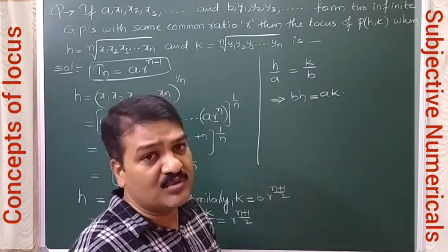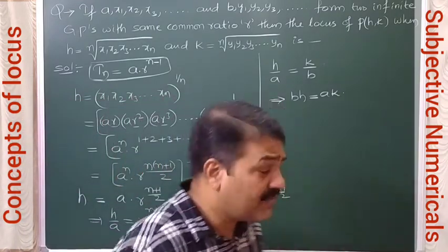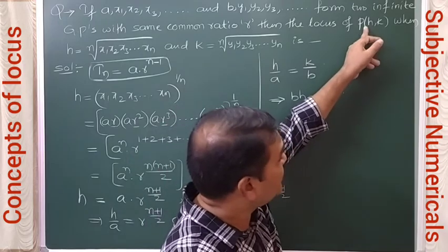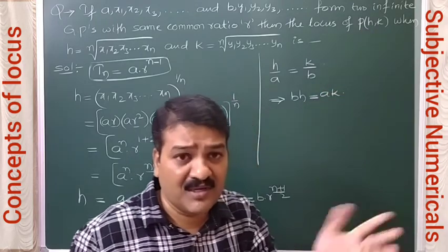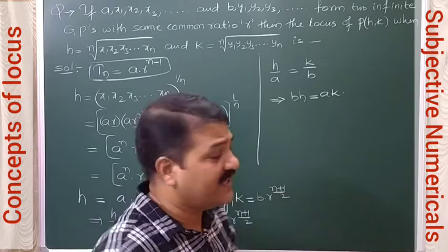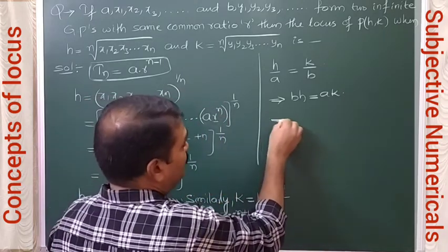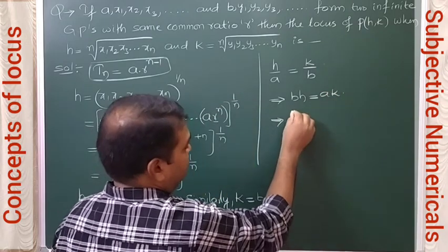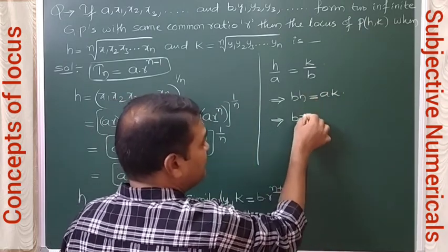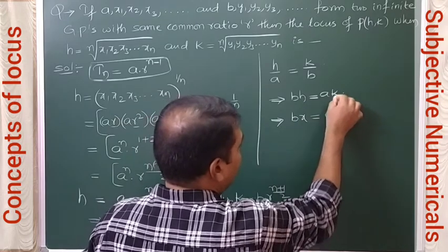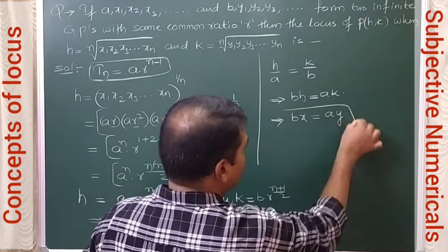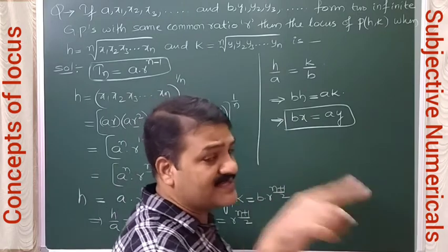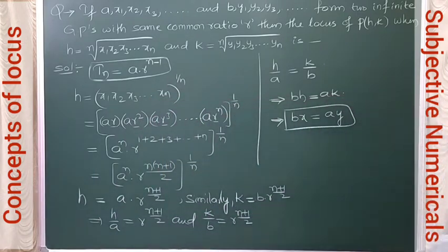So if you want the locus in terms of X comma Y, just replace H comma K with X comma Y. H is replaced with X and K is replaced with Y. So this is the locus, means the equation of locus in terms of X and Y.